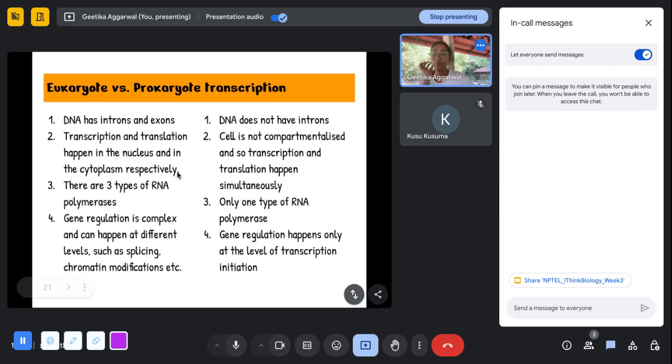There are three types of RNA polymerases in eukaryotes, but only one type of RNA polymerase in prokaryotes. I will come later to what an RNA polymerase is. It's actually a very important protein which leads to the formation of mRNA from DNA. And gene regulation is complex in eukaryotes, and it can happen at different levels, such as splicing or chromatin modifications. And gene regulation in prokaryotes is pretty basic, and it only happens at the level of transcription initiation.